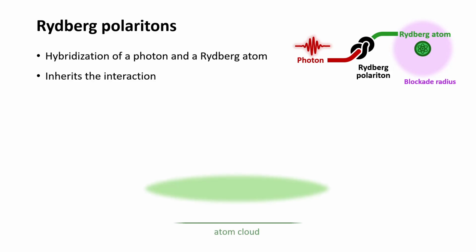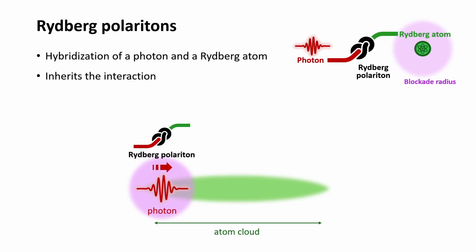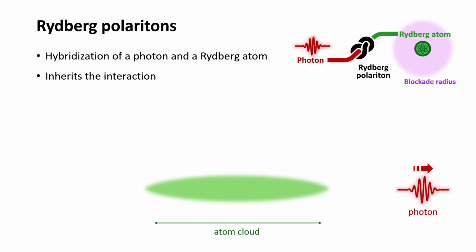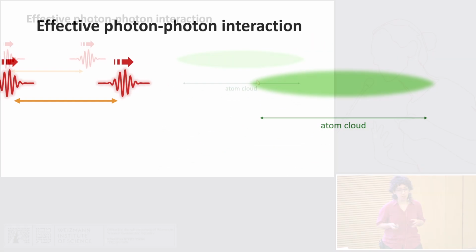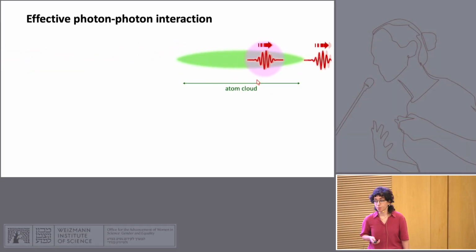So how does it look? We have a cloud of atoms, which is elongated, and we send a photon into the cloud. When the photon enters the cloud, it becomes this polariton, and it starts propagating in the cloud with the Rydberg blockade radius around it. It propagates until it reaches the other side, and then it leaves back as a photon. Now how does the interaction look? If we send 2 photons with a large distance or delay between them, each one will enter the cloud, reach the other side, and leave.